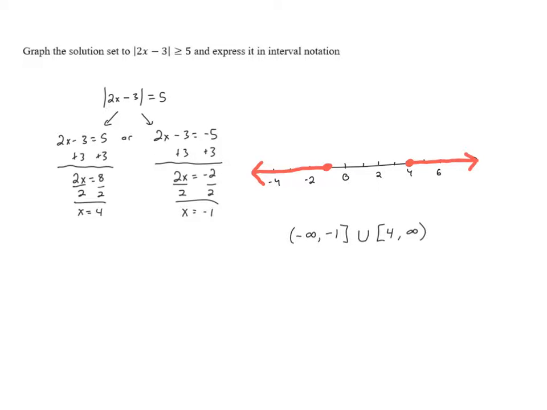Remember, when we have two intervals, like with the or inequalities that we saw before, we will have both of those in interval notation and then the union symbol in between them. And this ends up being our final answer.